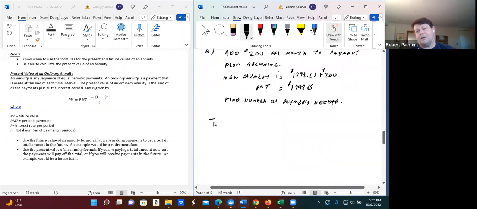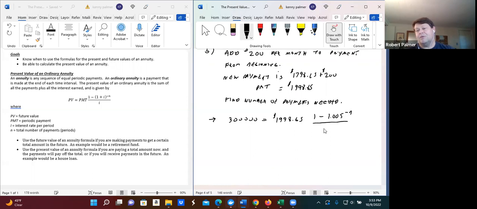If we plug this in, this is going to be our present value formula. So $300,000, our present value, is equal to our payment, 1,998.65, times 1 minus 1.005 raised to the negative n, over I, which is 0.005. This is very much like the second example we did, where you need to solve for n. What we're going to do is use Desmos to help us out with this.